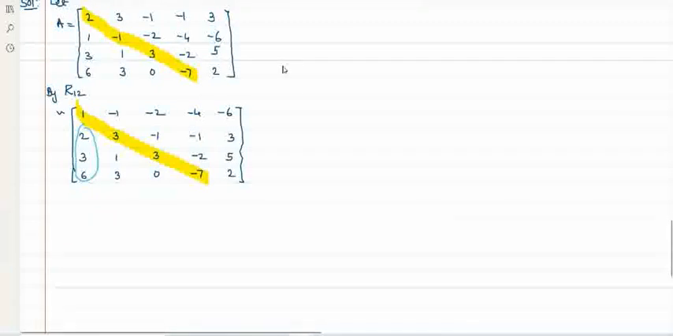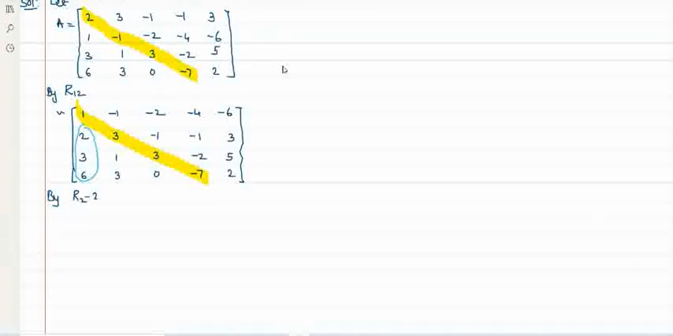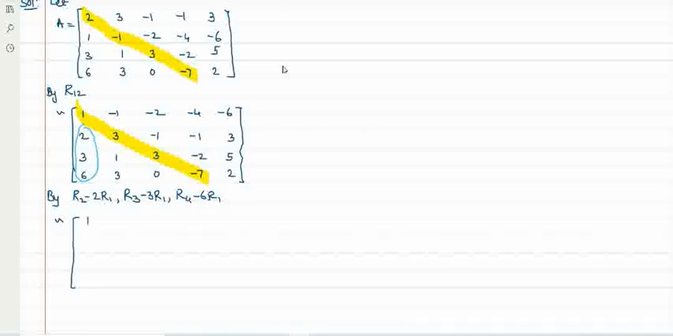Tell me transformation fast. R2 minus R1, R3 minus 3 R1, R4 minus 6 R1. Correct. R3 minus 3 R1 and R4 minus 6 R1. So the new matrix, change for second, third and fourth row. First row, no change. That is 1, minus 1, minus 2, minus 4 and minus 6. Multiply this row by 2 and their subtraction.